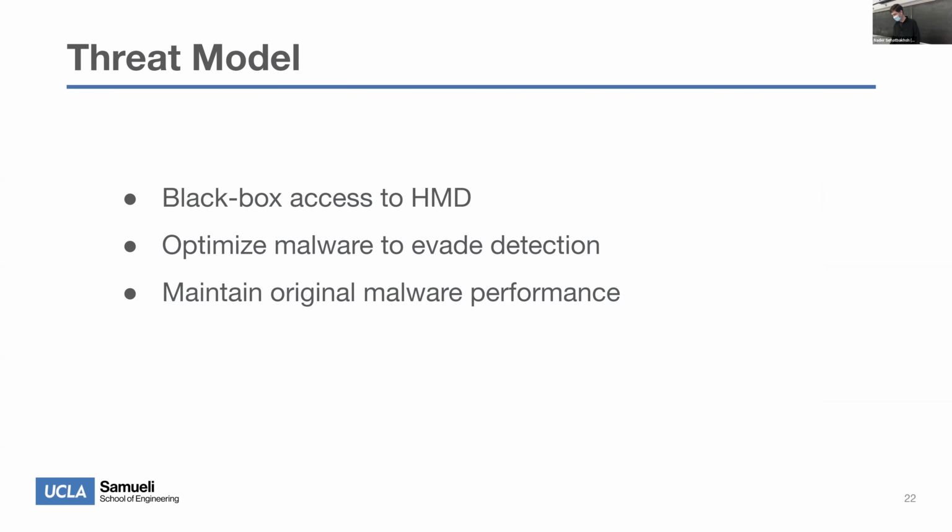Okay. So I'm going to go into a little bit more detail about the methods that were used. The authors began with a threat model, which consists of an attacker who has black box access to a hardware malware detector, and who wishes to optimize their malware to evade detection while attempting to maintain the same levels of performance.